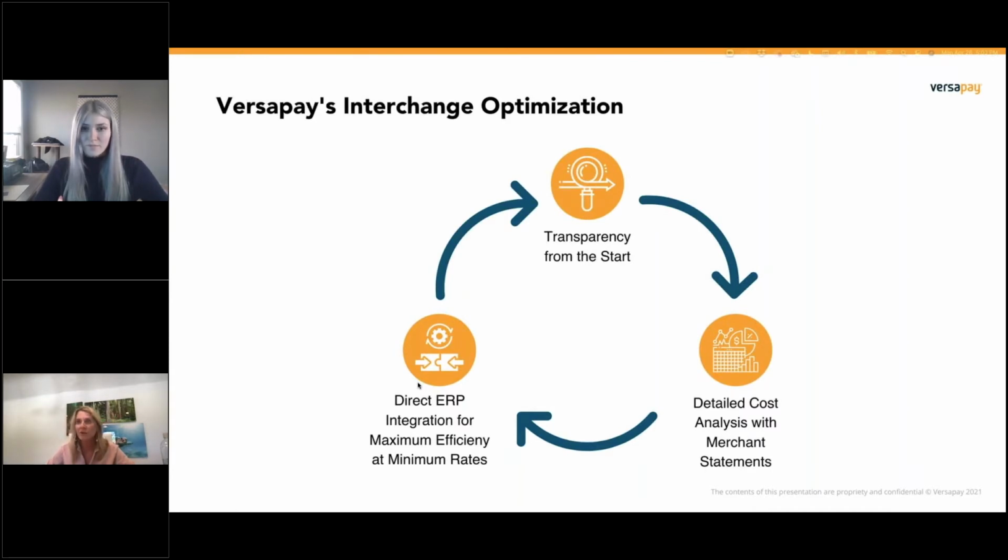And one of the reasons we're able to optimize interchange is because we have direct ERP integrations. So we're getting all of that important line item detail that I described earlier, the invoice numbers, the items that they purchased, the sales tax, the customer code. We're bringing all that information over from the ERP, so we're automatically able to send that data with the transaction on a transaction by transaction basis and minimizing your overall cost of acceptance.